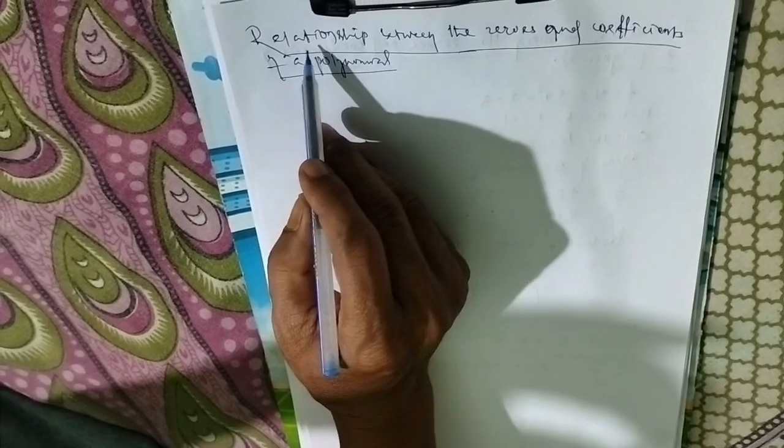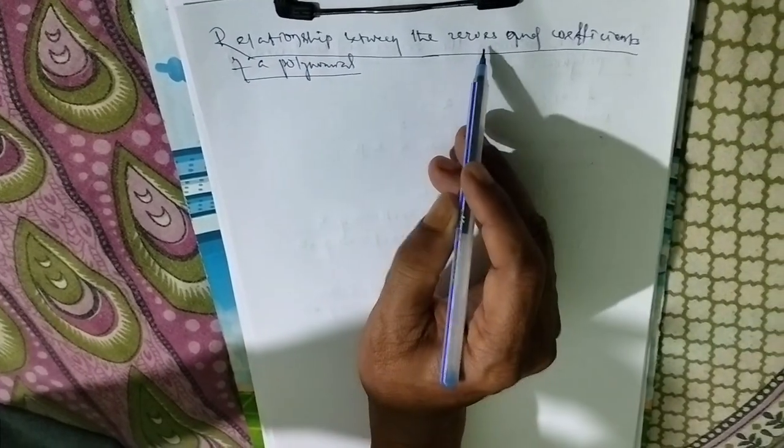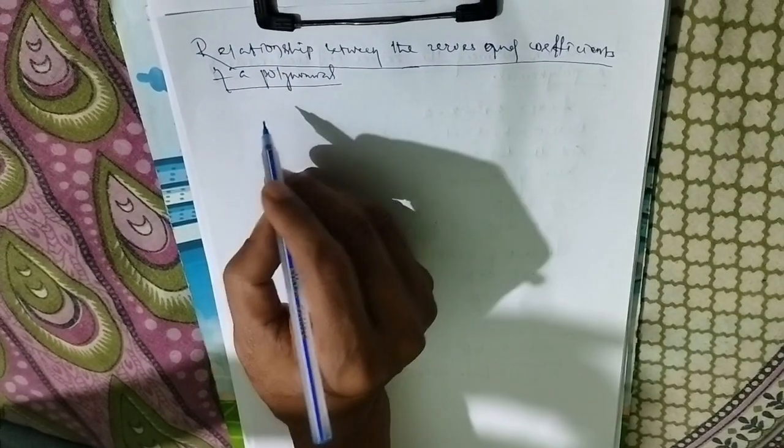Today again I am going to do new problems of polynomials. Please listen to me carefully. Start. Relationship between the zeros and coefficients of a polynomial.